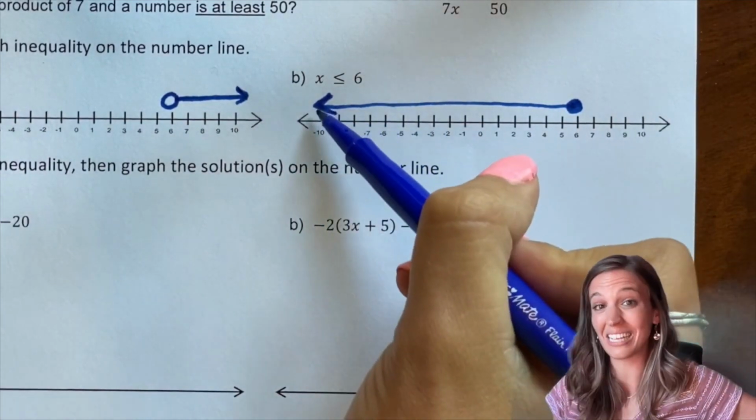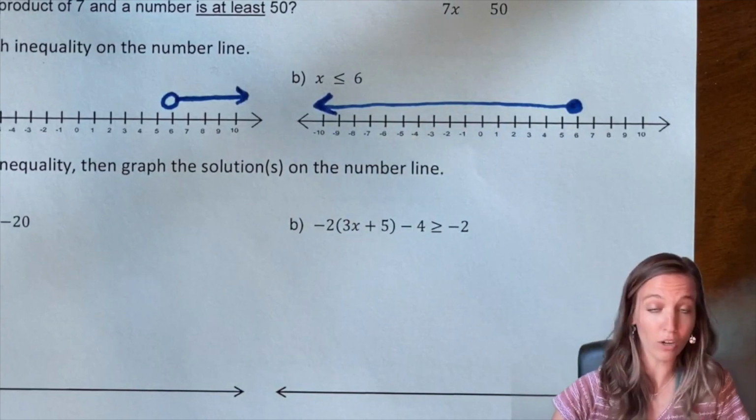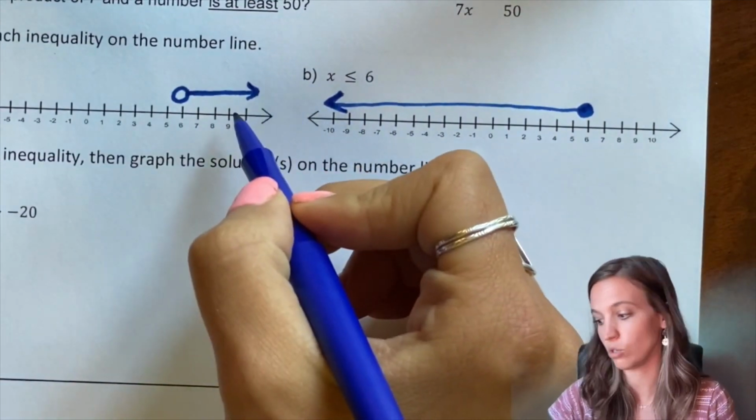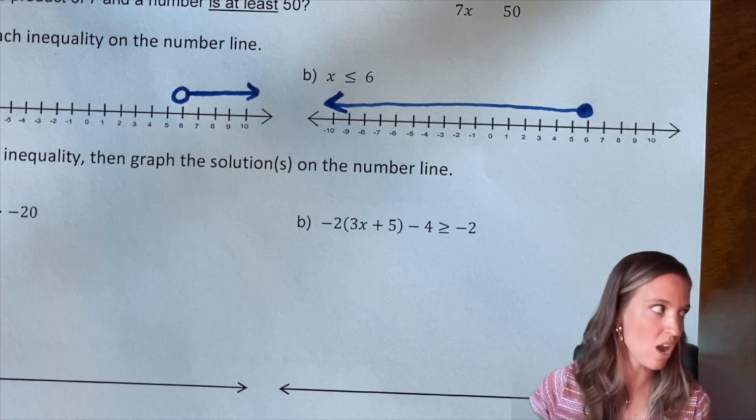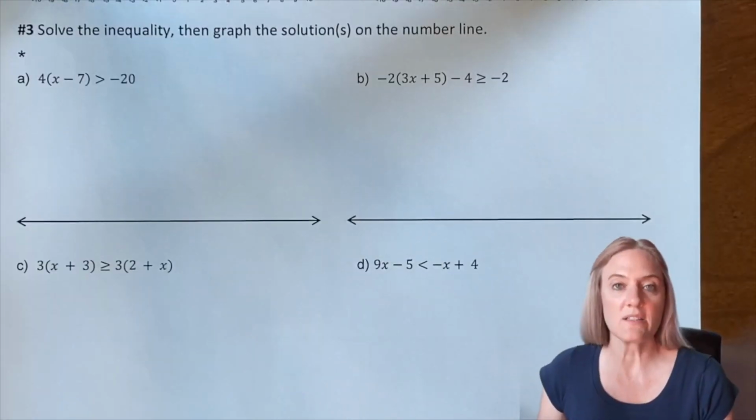X could be anything less than 6, so that means that this ray could keep on going all the way to negative 1,000,000 if it wanted to, so that's why we draw those arrows there. Let's see if we can use this to solve some inequalities. Next, we want to solve inequalities.